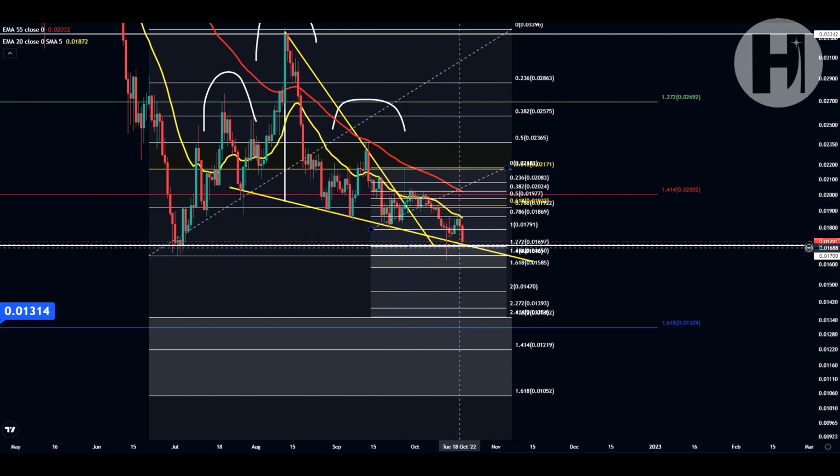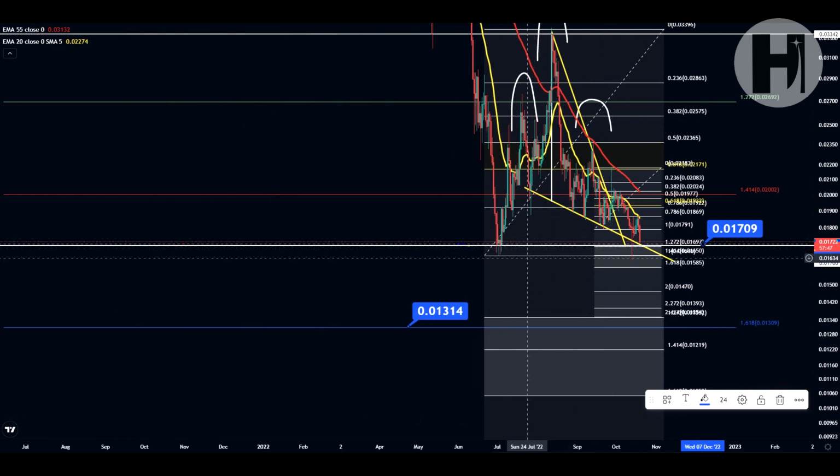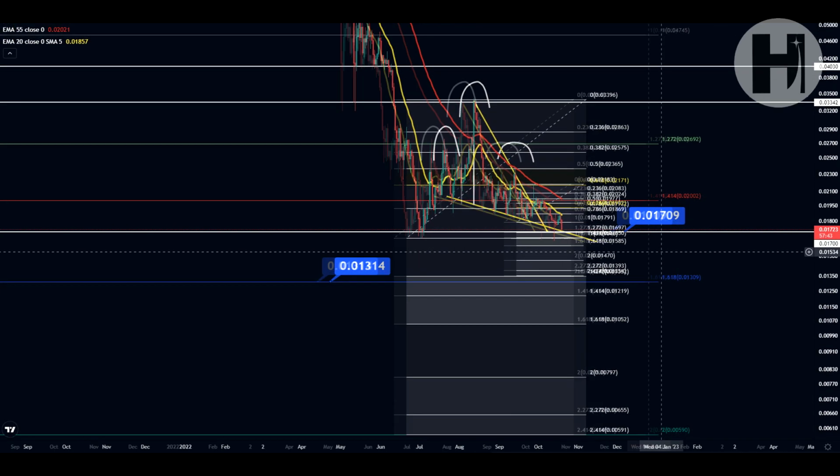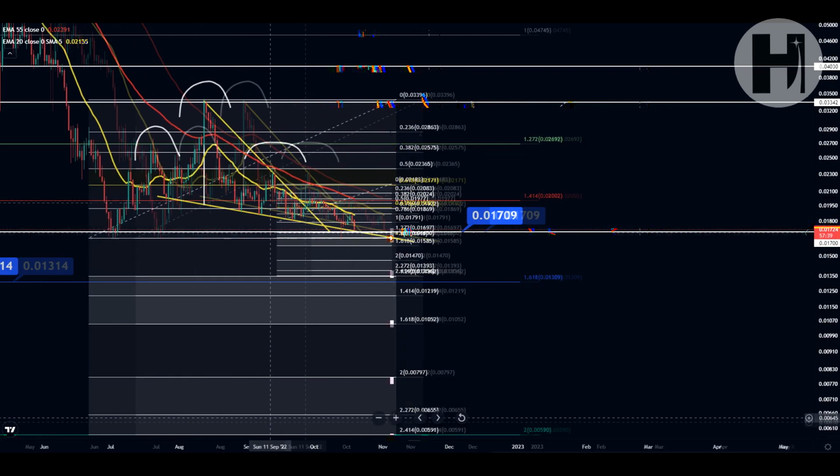So you also have a major support level here that I do want to show you. The white trend line here, as you can see, is a major support level that we have retested before. We have retested it here in July of this year once we had the capitulation. So essentially what you're doing right now is you're coming back down to where you started retracing from.